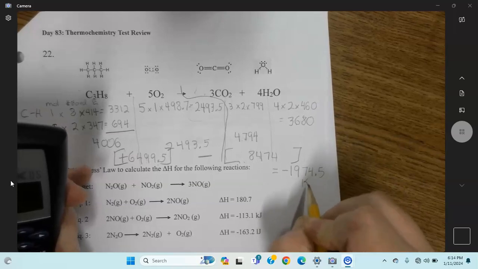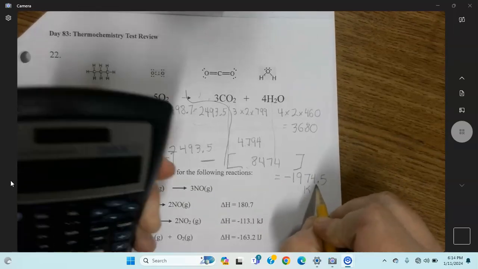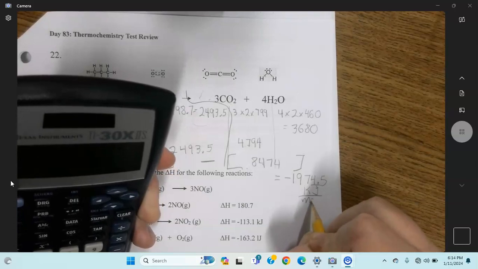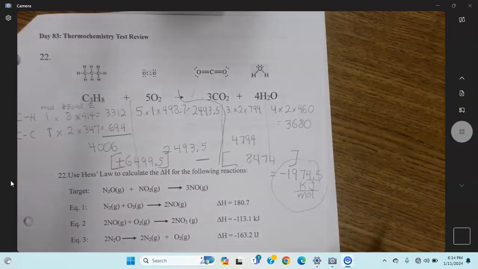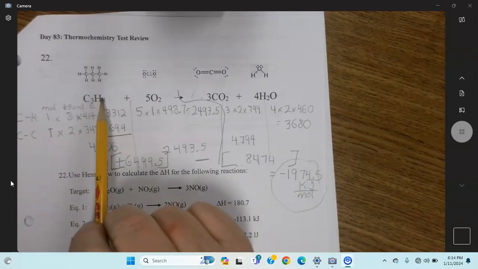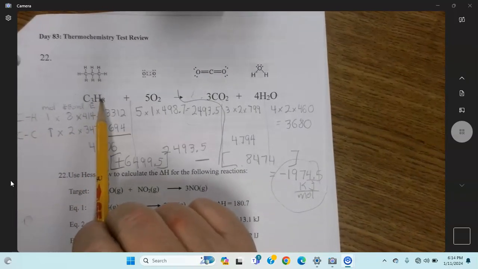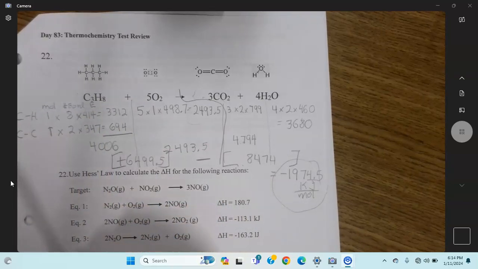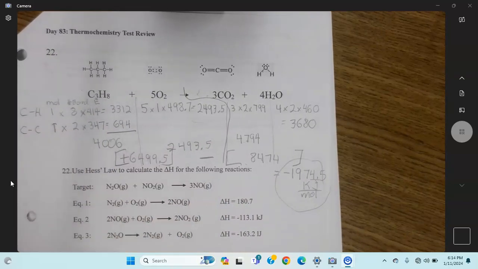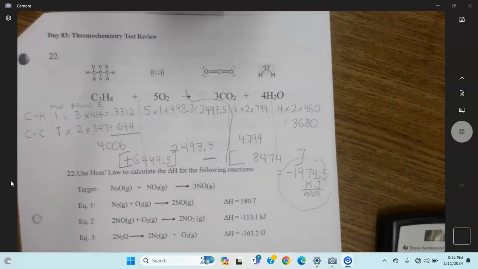1974.5 kilojoules per mole. That makes this an exothermic reaction because energy is going out, and that's what you would expect. You're burning propane for heat or for fuel of some sort, and so you would expect it to be exothermic, and it is, okay? So it's a lot of number crunching. That's how you do these problems, okay?